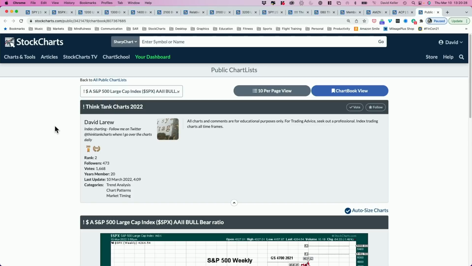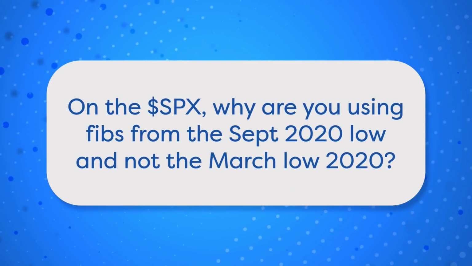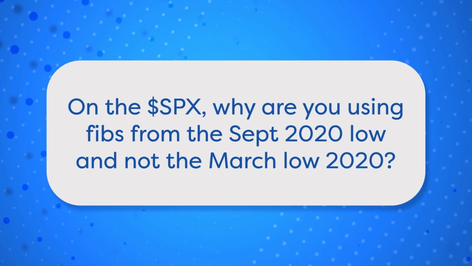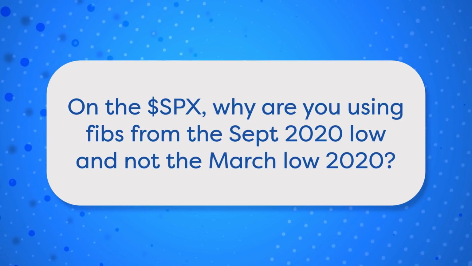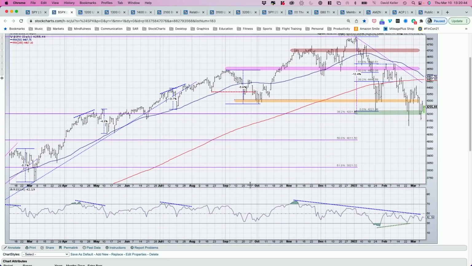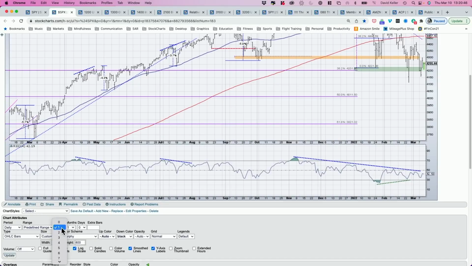Our next question, on the S&P 500: why are you using Fibonacci levels from the September 2020 low and not the March low in 2020? That's a really good question. So what I'm going to do, this is the daily S&P chart that I would usually use, and I've hammered in, I feel like many times, this 4,200 level because it's, I would argue, so important.